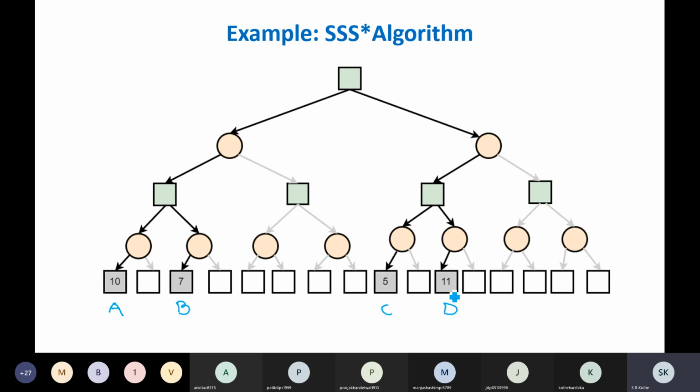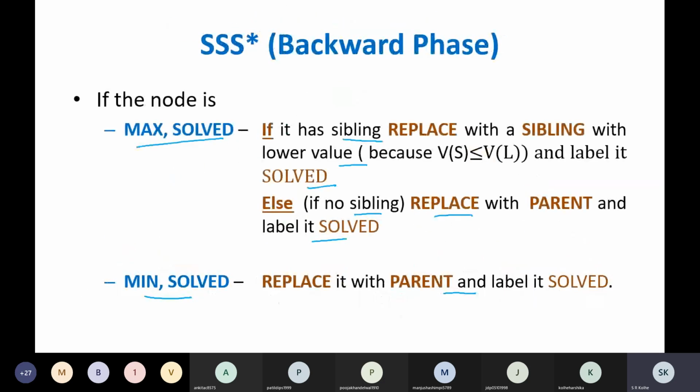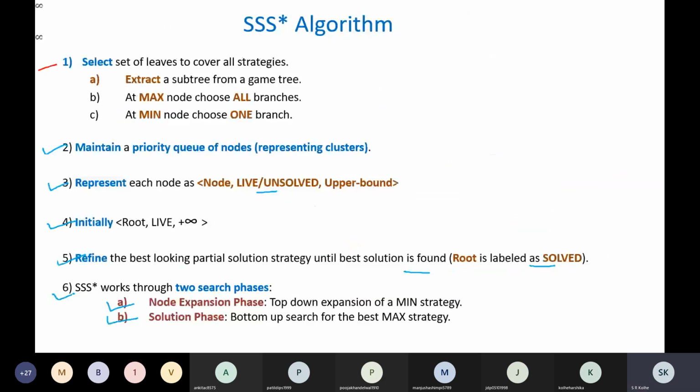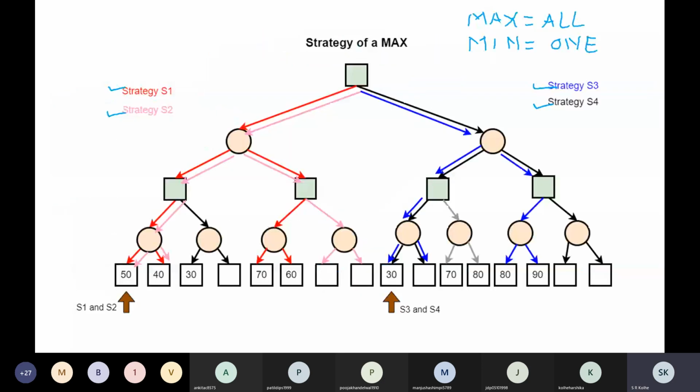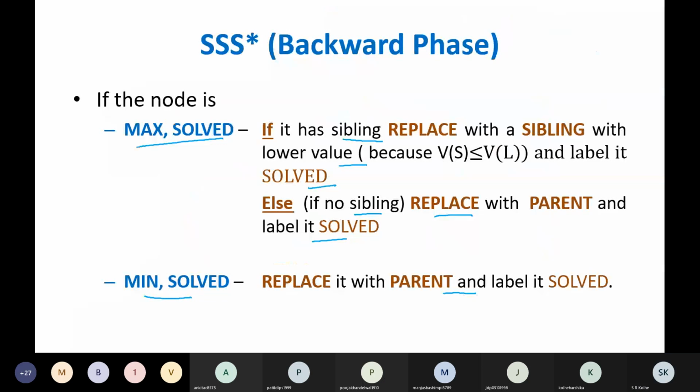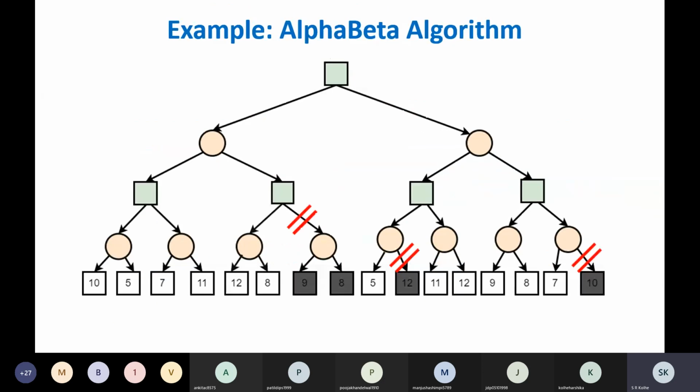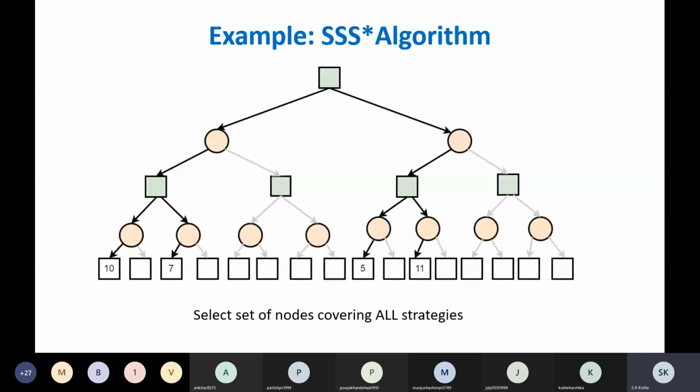Okay. So what will the algorithm do now? Go back to the step we have written out here. After selecting those 4, if it is a terminal node, then label it solved. And if it is a max and solved, replace it with sibling of lower value, label that as solved, replace with parent. If it is a min, replace it with parent and label that as solved. So the same step we will be applying out here.